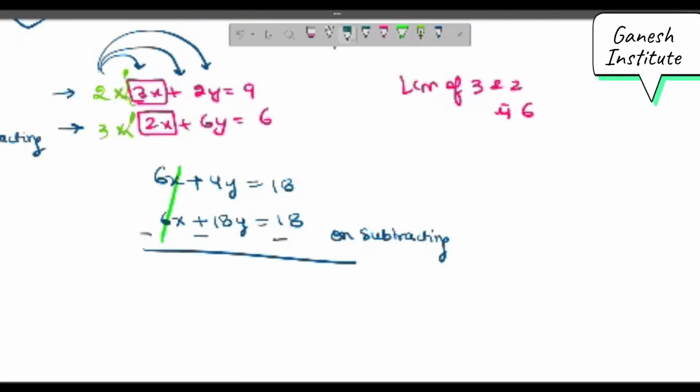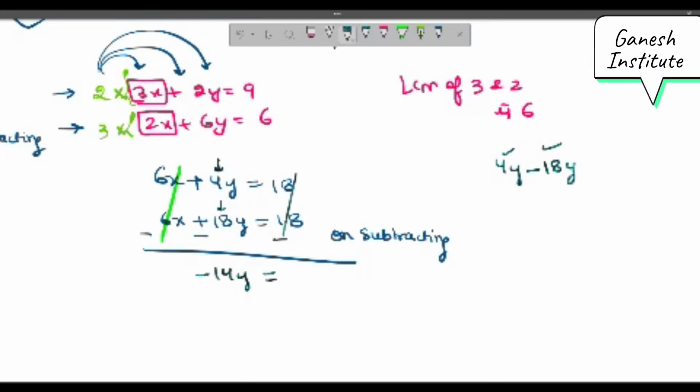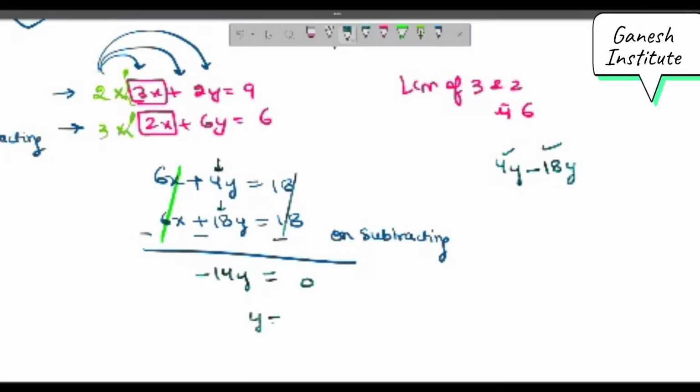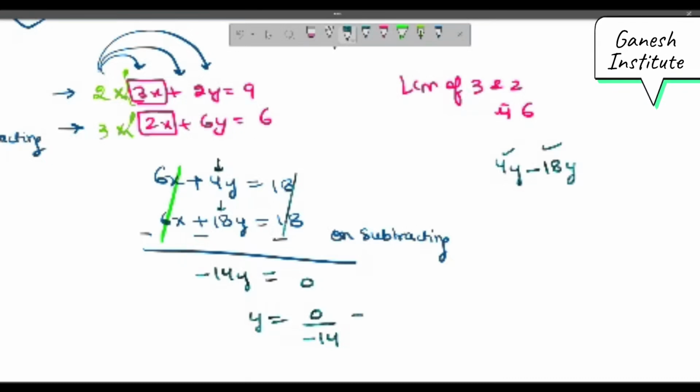I'm left with 18 minus 4. So can you please help me with this? 4 minus 18y. What will you get? Sorry. It's all right. 18 minus 18. This is also done. So y becomes 0 by minus 14. That is what?